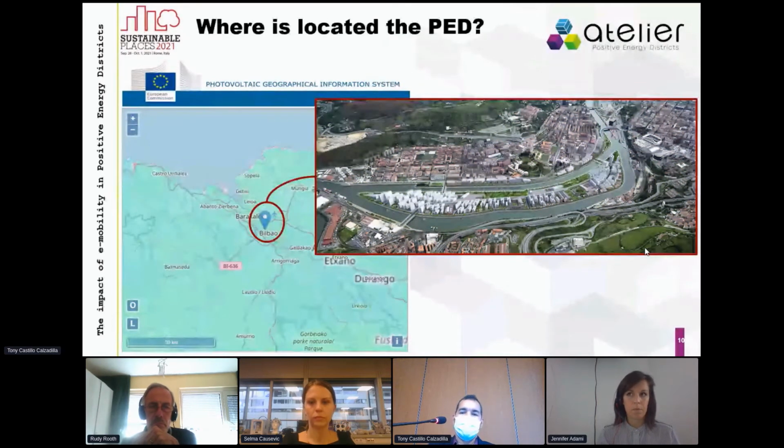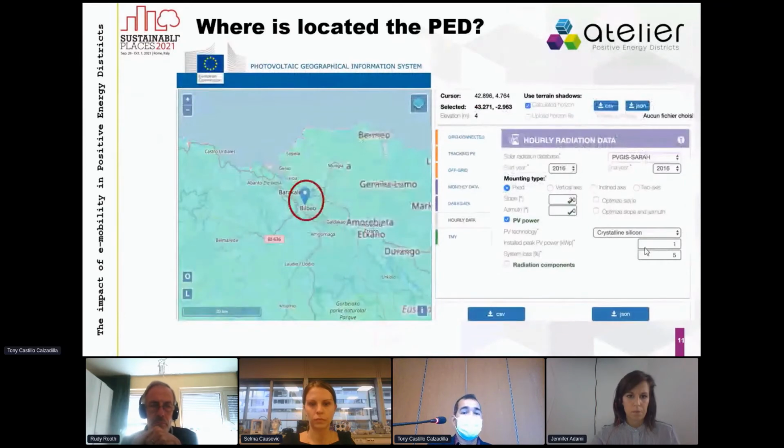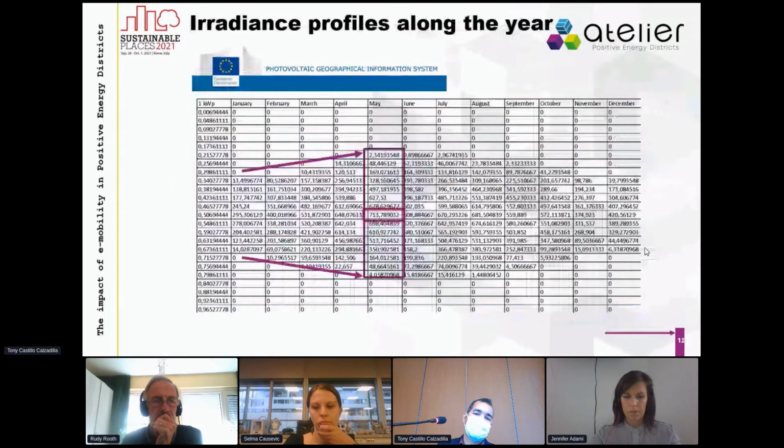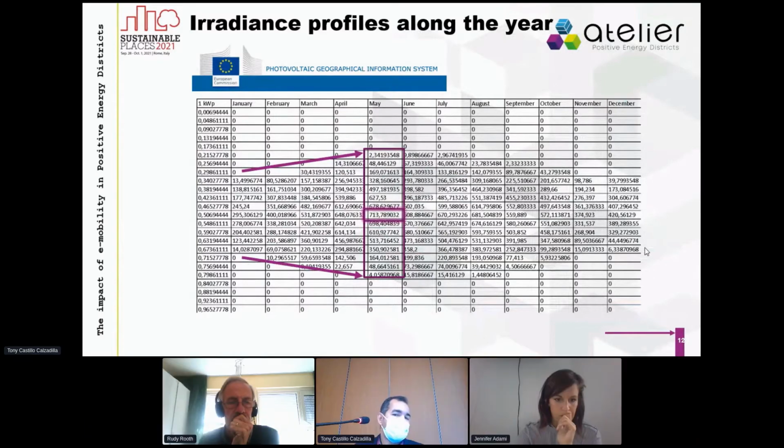So after setting up the district, the PET, we decided to use the PVGIS information tool to be aware of the amount of solar irradiance on the island. After taking the information from the PVGIS tool, we realized that May is the month with the most irradiance along the year in Bilbao.